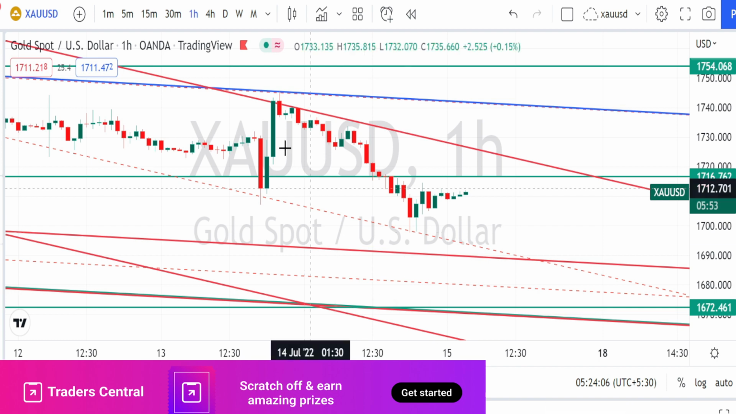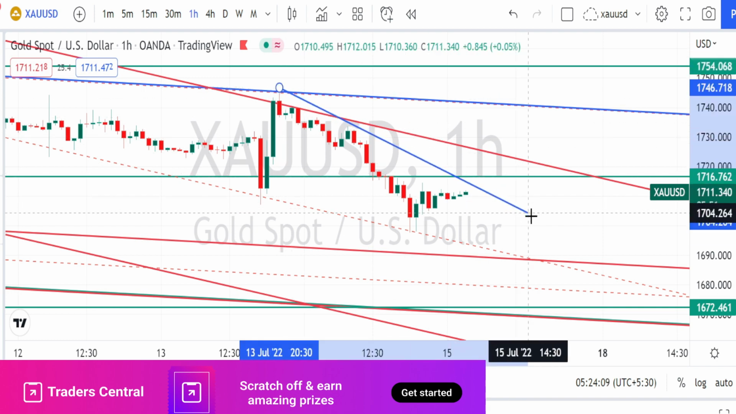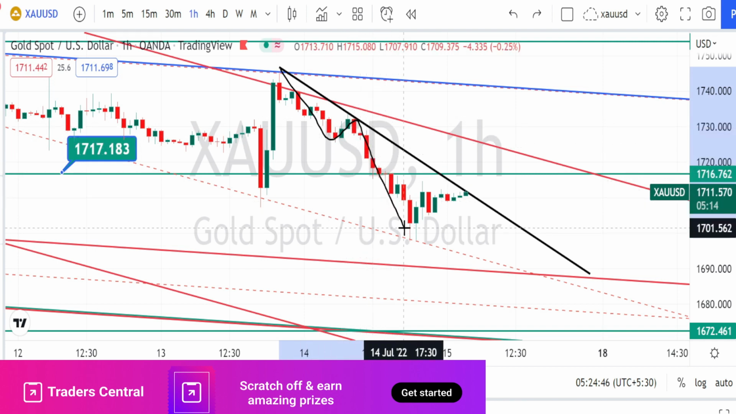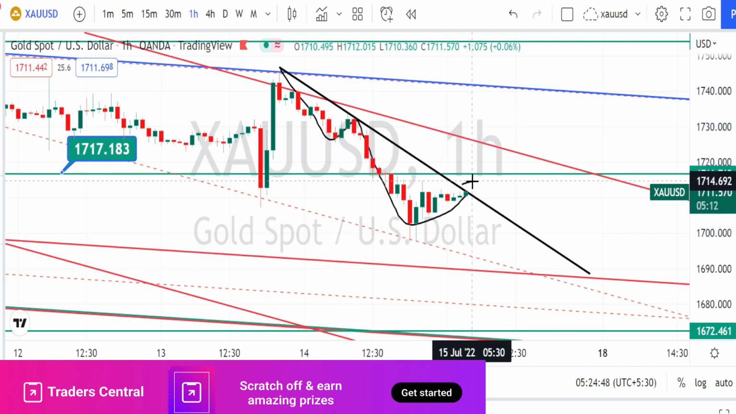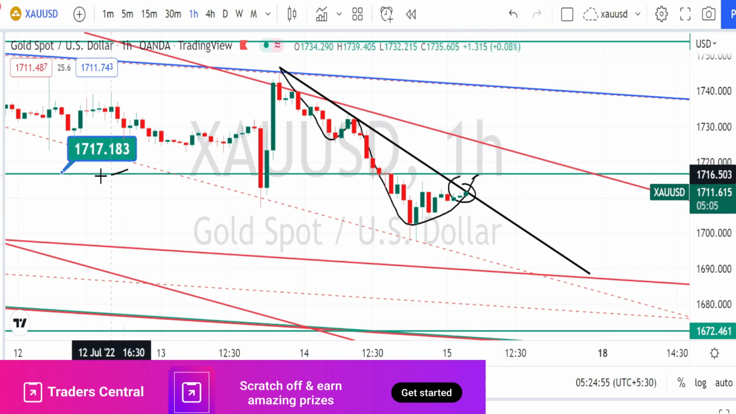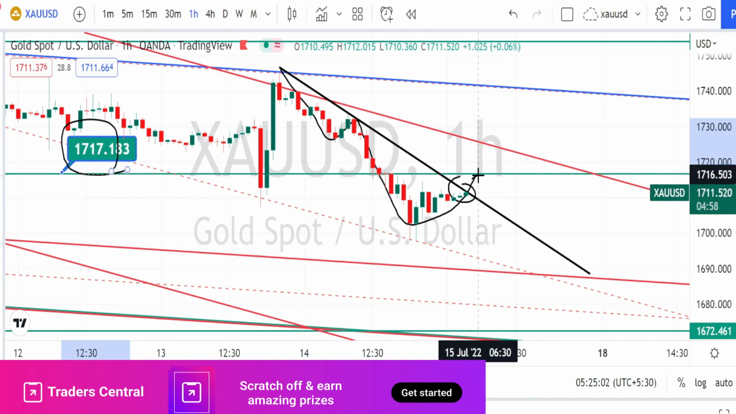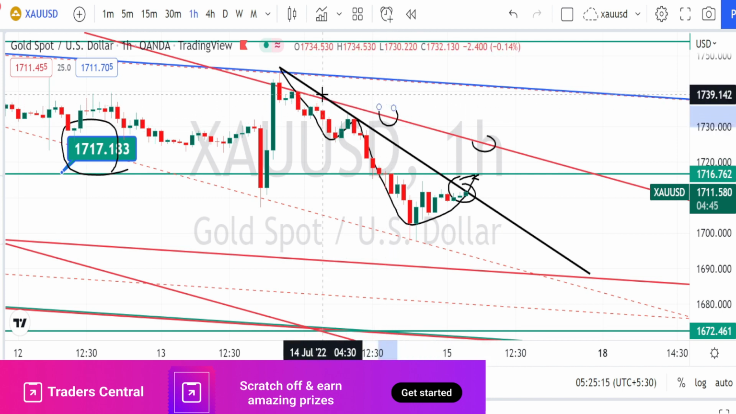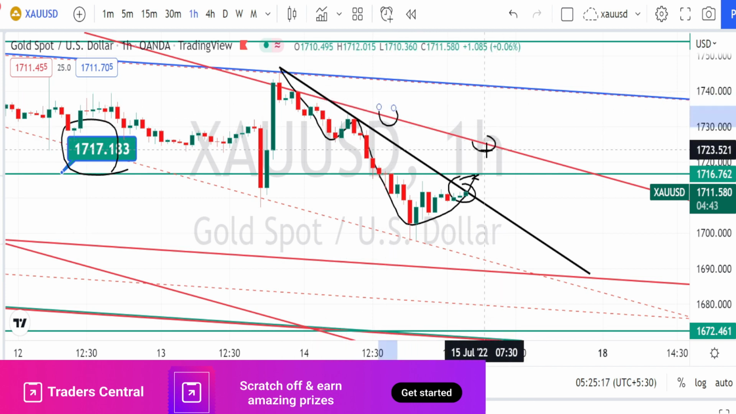In hourly time frame, I am drawing a resistance line or a trend line. We can notice that previously the price action was respecting this resistance line, and currently it is testing this resistance line. And if the price action breaks this resistance line, next level of resistance is going to be the higher time frame resistance level of 1717. And if this resistance line is broken, we have the 4 hours time frame bearish channel resistance line running over here. It has to break this resistance line in order to continue its bullish side retracement.